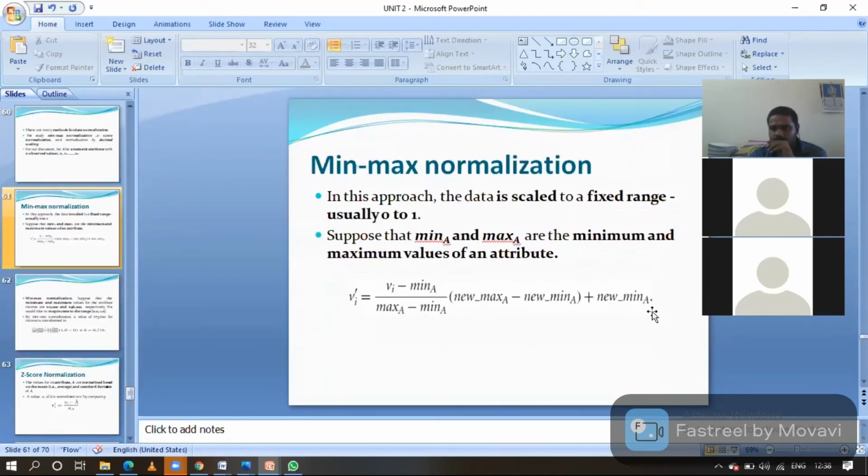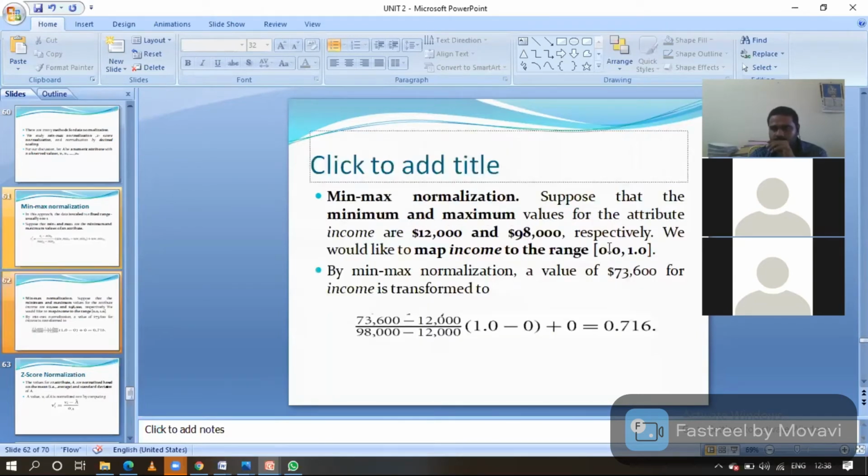What is the new minimum value? That is 0.0. The sum is 0.7. This is the transformed value of 73,600, guys, and it lies between 0.0 and 1.0. Am I right or wrong? 0.7 is a value in between 0.0 and 1.0.